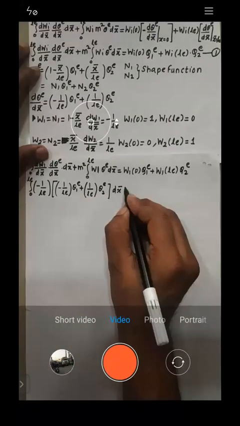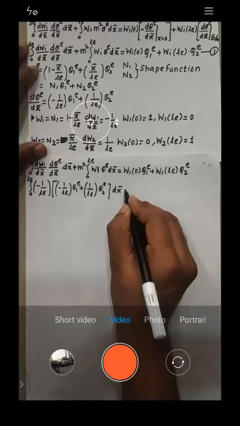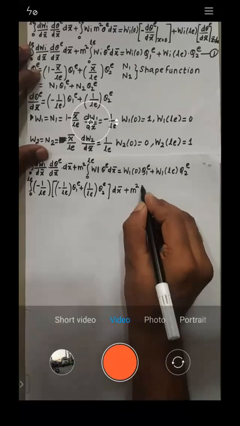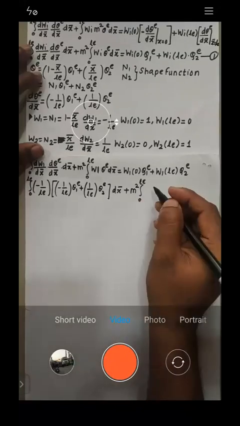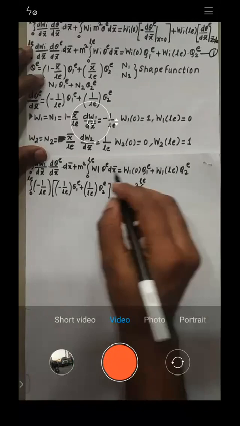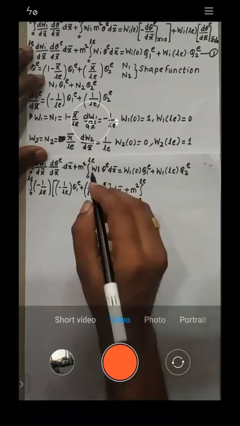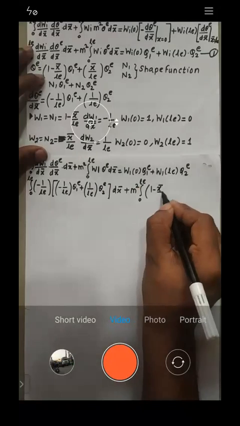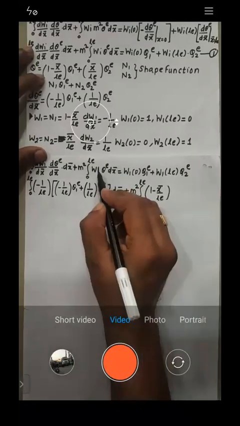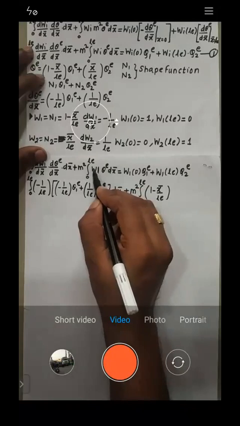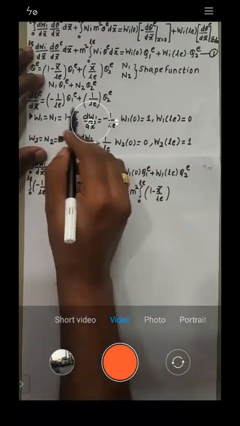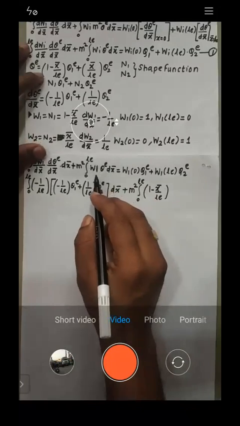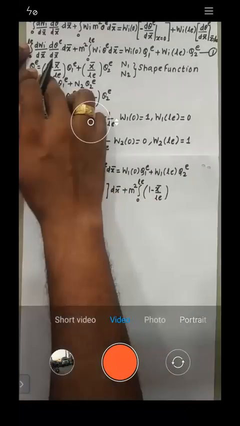Plus m square, integration 0 to LE, into weight function 1. What is the first weight function? W1 is 1 minus x bar by LE. So this is very important. See here, 1 minus x bar by LE into theta E. Theta E we need to write down here.